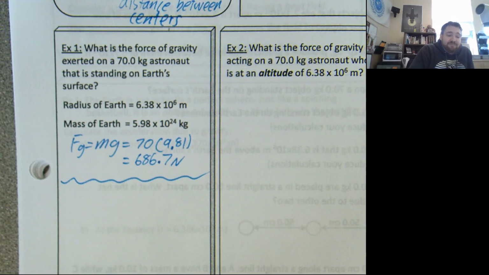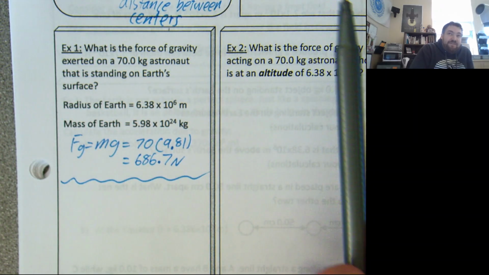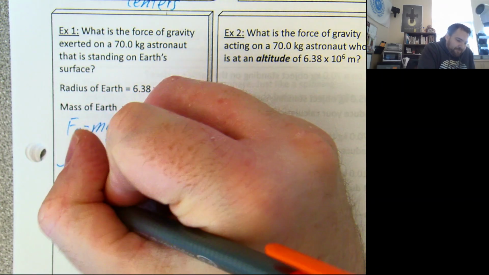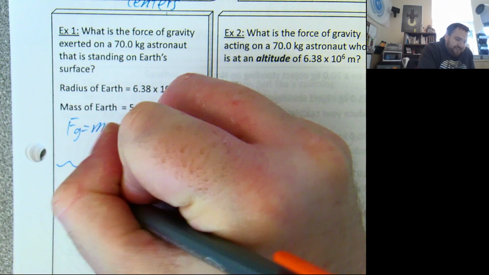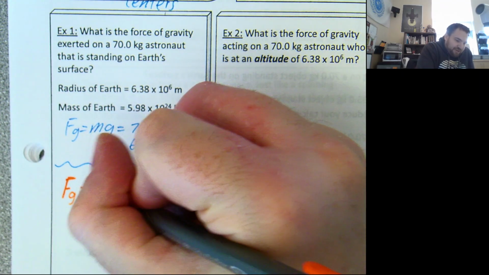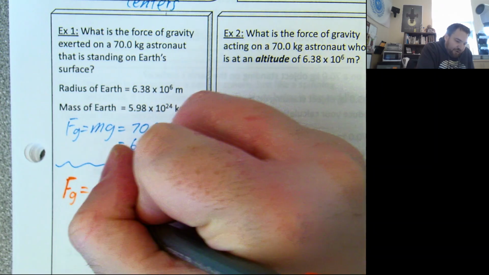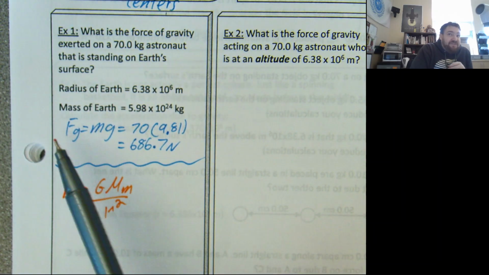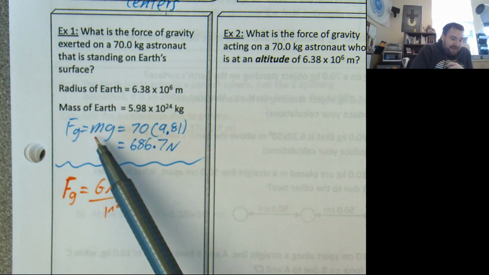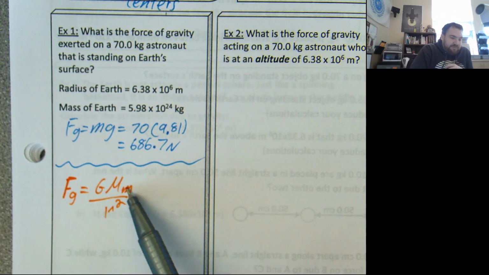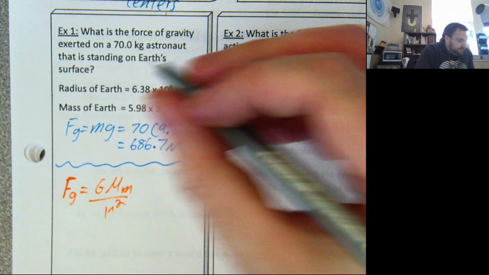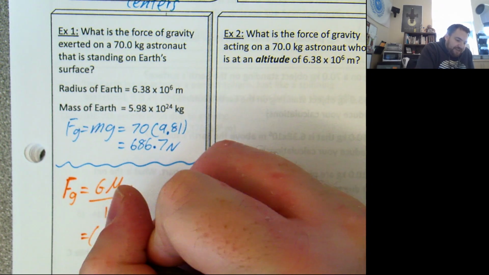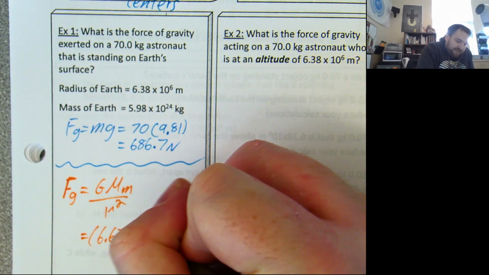Well, now, using Newton's law of universal gravitation, we're going to look at this again. Fg is now equal to G big M little m over r squared. You can see that these two equations are kind of similar. Both of them have the mass of our astronaut in there. Now we can fill this out. Big G is 6.67 times 10 to the negative 11.